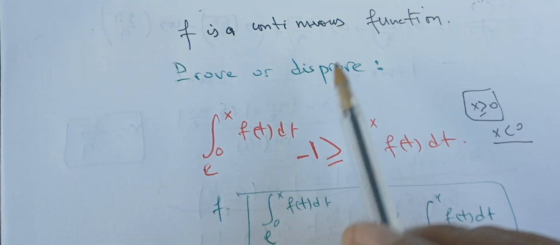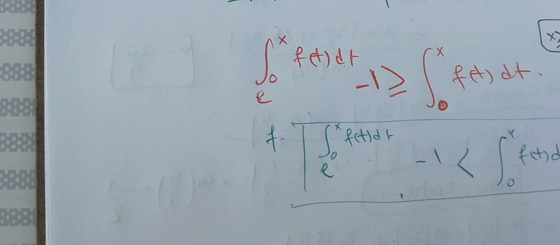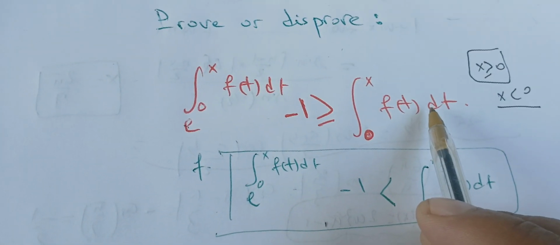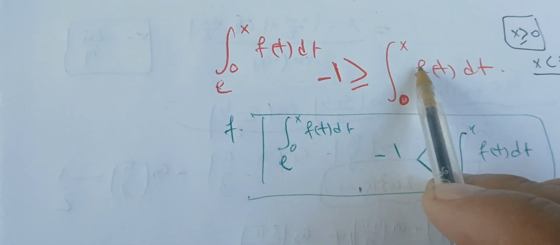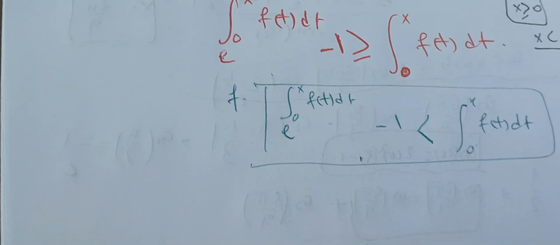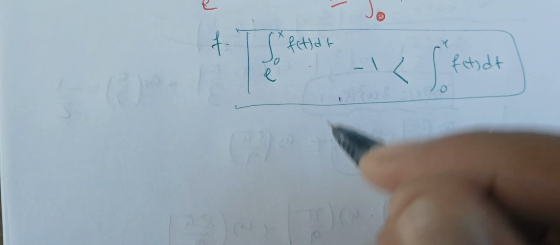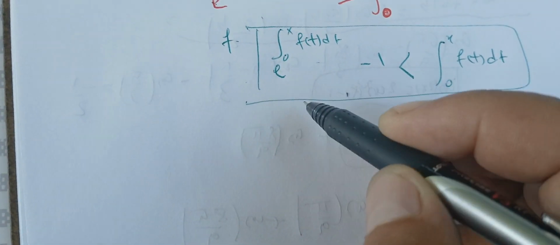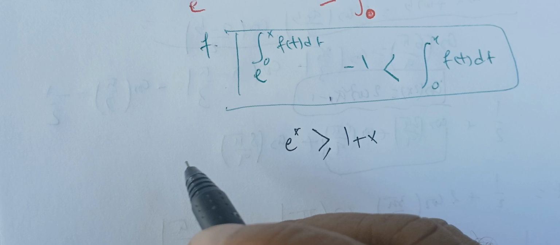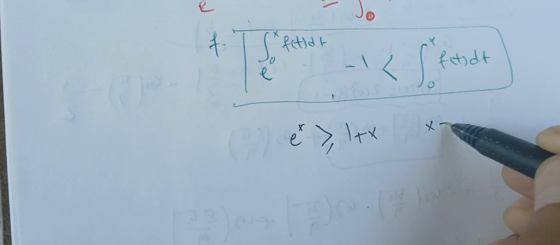Since f is continuous, this integral always exists, and if we integrate between 0 and x, it is positive. So how to prove this result? The key to proving this result is one of the relations about the exponential and the polynomial that we have proven: e to the power x is bigger than 1 plus x, with equality only when x is 0.